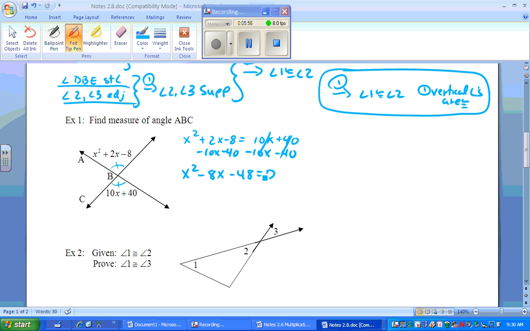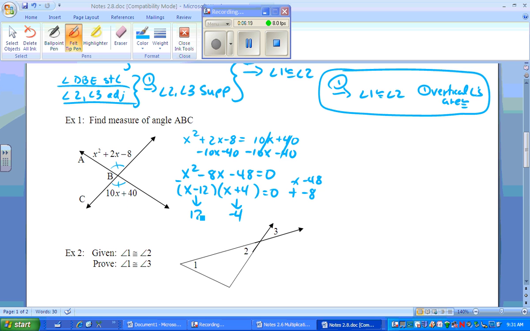This is what we need to factor. All right, it's got a leading coefficient of 1, so we could go right into (x )(x ), two numbers that multiply to negative 48, but add to negative 8. It looks like we have negative 12 and positive 4. So this answer is 12. This answer is negative 4.